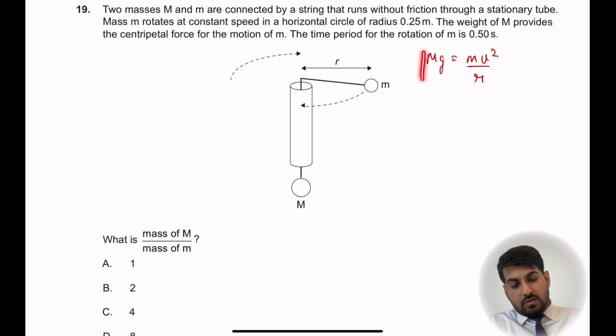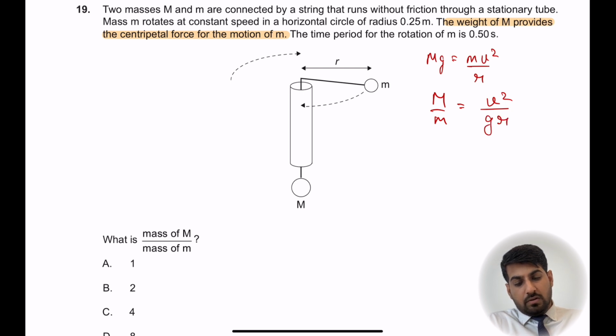Simple. So it is already given. Read this question. The weight of M provides the centripetal force for the motion of m. So this is the weight provided by the centripetal. So Mg is the weight of this, mv square by r. Now you have to just find out M by small m. So that will be v square by g into r. Now how do we find out the v square? So v we can simply find out as 2 pi r by T, because v is the linear speed, which is 2 pi r by T.